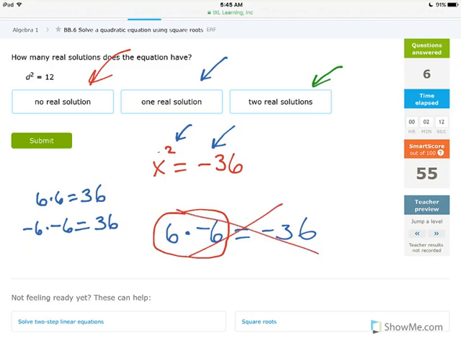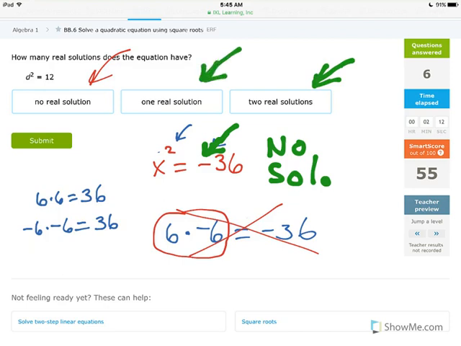So in summary, if you are trying to square root a negative number, then it's going to be no solution. So if it's a positive number, you can get two solutions. If it's 0, you can get one solution. If it's a negative number, it's going to be no solution.